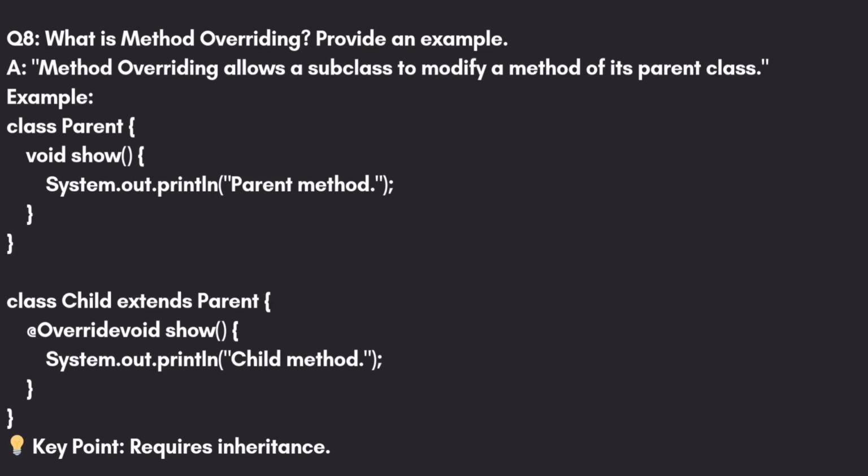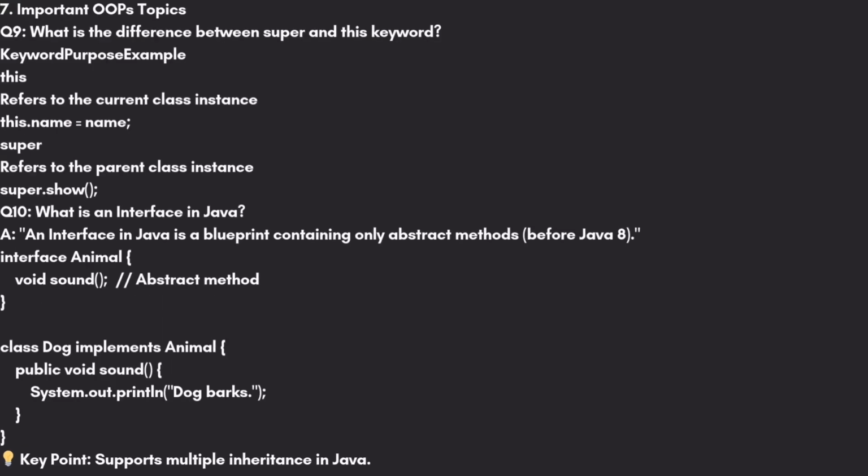Important OOPs topics. Question number 9 is, what is the difference between super and this keyword? The this keyword refers to the current class instance, and its example is this.name = name. This is how we can write that. The super keyword refers to the parent class instance, and here we can do super.show.